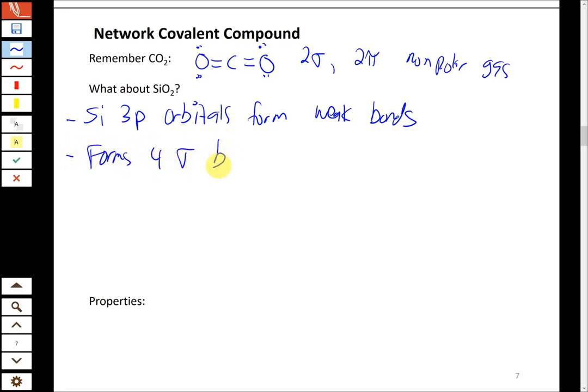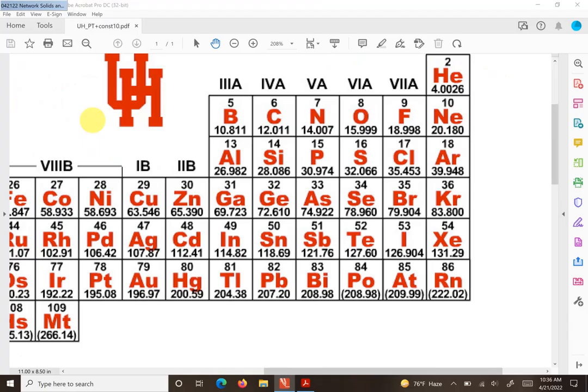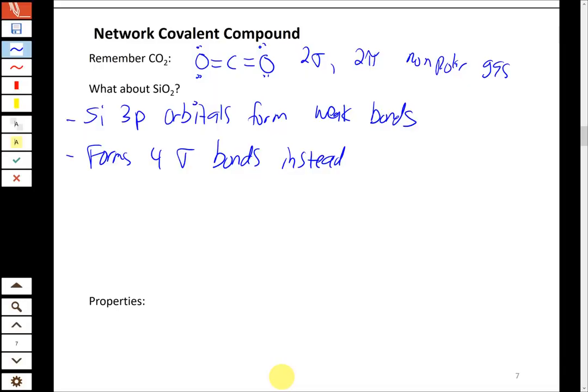Why does Si have 3p orbitals? Because of where it is on the periodic table. Carbon is in the second row of the periodic table, so it has 2p valence orbitals. Silicon is below that in the third row, so its valence orbitals are 3p instead. And with those 3p orbitals, the pi bonds are much weaker, so it's actually more favorable to form 4 sigma bonds instead.